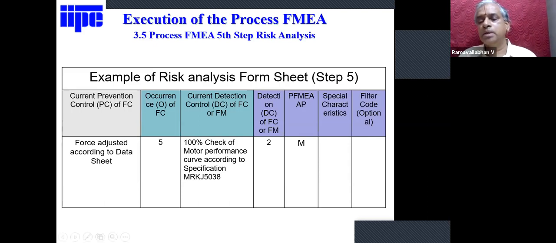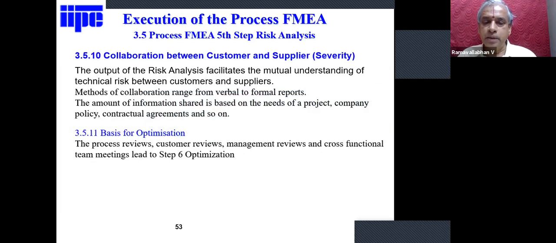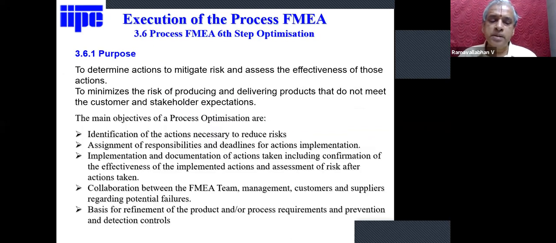The filter code is a code by which you can relate it to the action priority. It is optional. If you want, you can have it. Otherwise, you can operate with this. Then collaboration between the customer and supplier. Based on the output, you will talk to the customers. Optimization is the next thing.